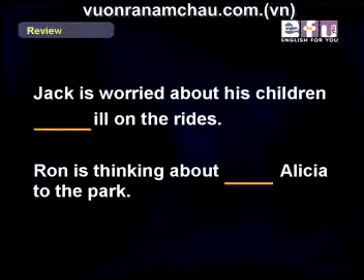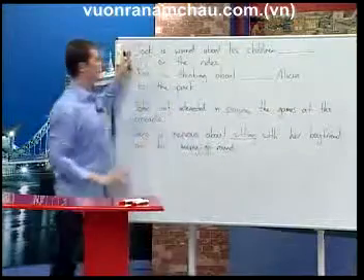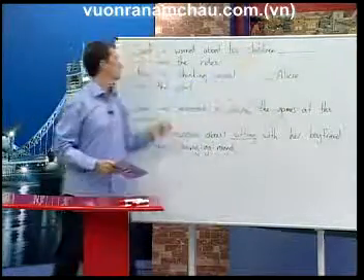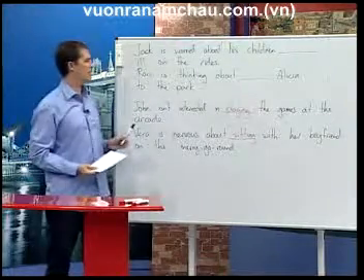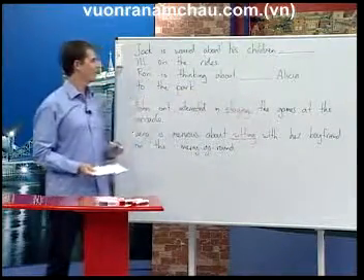Okay, here we go, Rosa. Jack is worried about his children, something ill on the rides. And the second one, Ron is thinking about something Alicia to the park. Jack is worried about his children ill on the rides, and Ron is thinking about Alicia to the park.